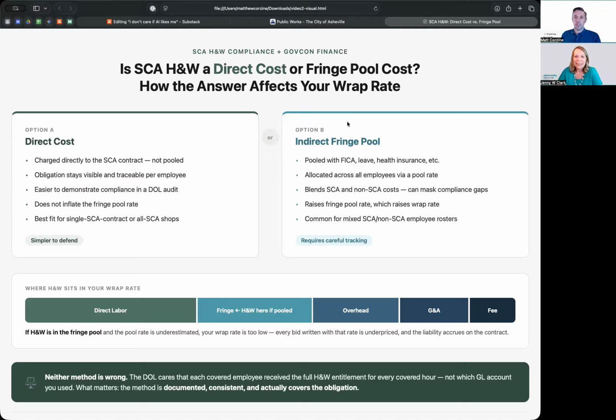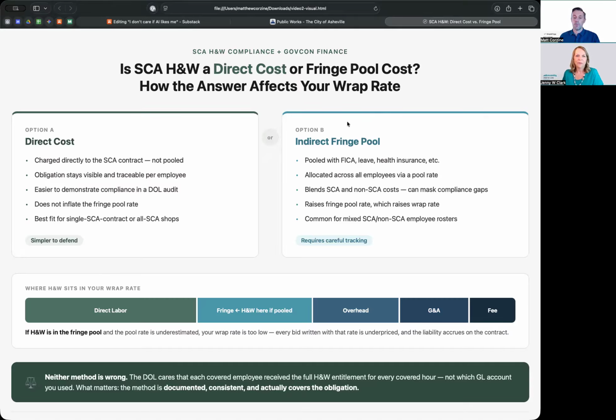Before we jump into the cost side of it, I thought it would be helpful just to provide a little bit of foundation around the SCA Health and Welfare, otherwise known as the SCA Fringe. Just for some background, SCA Health and Welfare, otherwise known as the Fringe or the Fringe rate, is not a discretionary benefit. What that means is it is a per hour cash obligation set by what's called the wage determination. As of July of last year, the standard rate is $5.55 per hour.